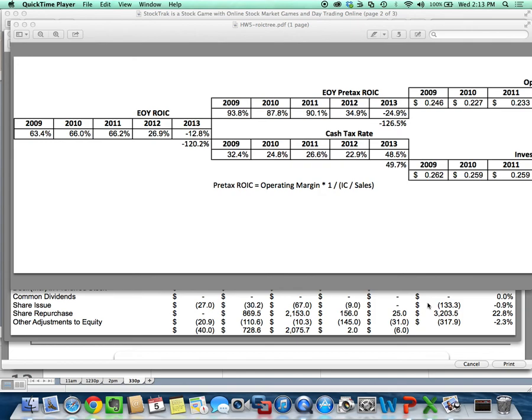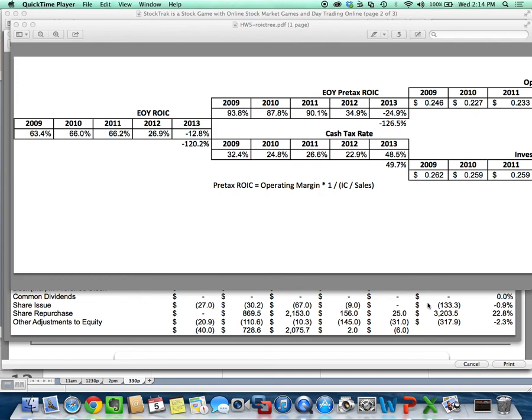So for example, if I were looking at this company, I would say that in 2009, their after-tax ROIC was 63.4%, and 5 years later, it fell to negative 12.8%, a negative 120% decline, right? 3 factors affect it, the first being tax rate. Their tax rate went from 32.4 to 45.8, which should have theoretically hurt them. But what really hurt them was their pre-tax ROIC went from 93.8 to negative 24.9, a negative 126% decline.